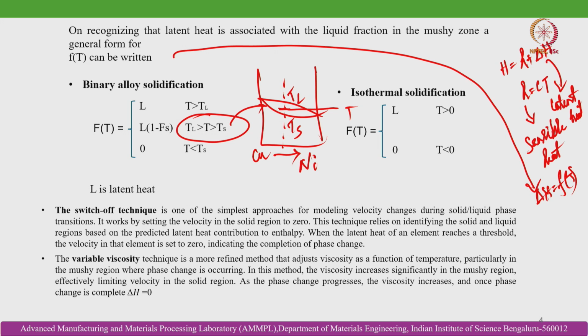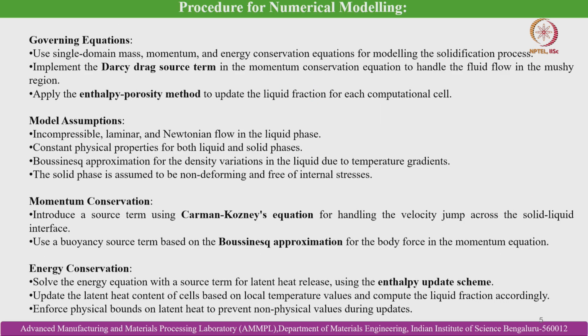So effectively limiting the viscous velocity in the solid region. So as and when solid formation is increasing, the velocity of the mush decreases because of the increasing viscosity of the mush, and as the phase change progresses, the viscosity increases. So it can be understood that when the solid fraction keeps on increasing, the viscosity of the mush keeps on increasing, and once phase change is complete, then the latent heat exchange delta H is equal to 0. So this is the basic concept for phase change, liquid to solid phase change basically.